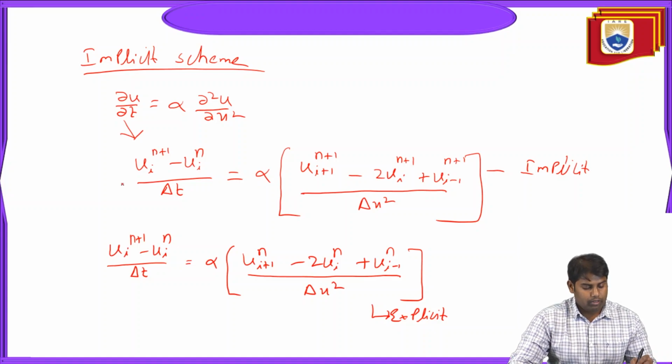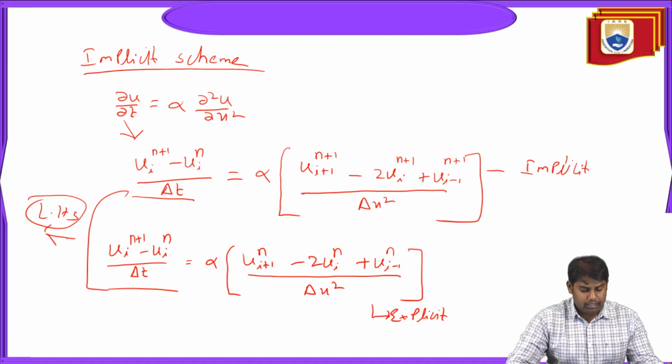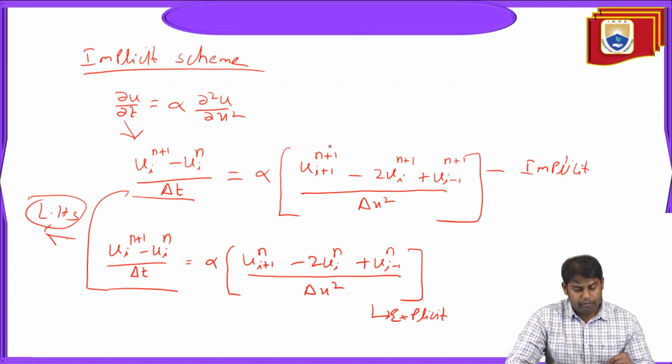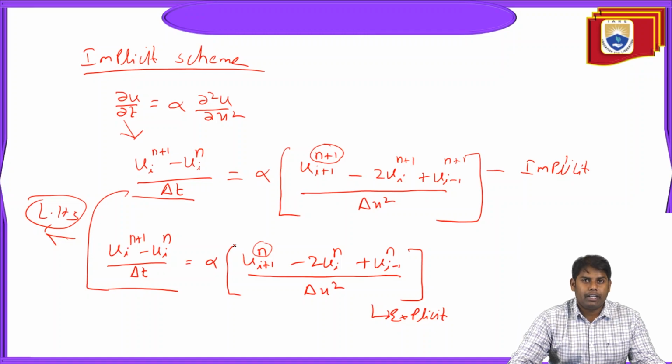Okay, so here we can see the difference. The LHS term has no change. But on the RHS term you can see the superscripts: for the implicit scheme we have n+1, for the explicit scheme we have n. So the major difference between implicit and explicit is clearly on the RHS, where there are more unknown variables in the implicit scheme and fewer unknown variables in the explicit scheme. In short, in the implicit scheme we have only one known variable and the remaining are all unknown, and for the explicit scheme we have only one unknown variable and the remaining are all known.